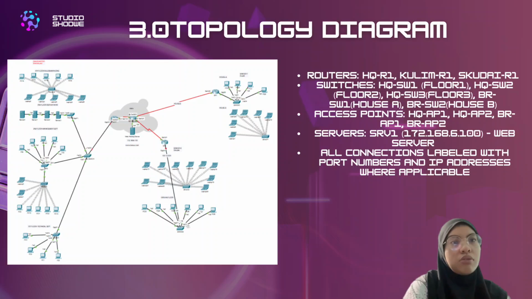This diagram shows the overall network topology of a company: the headquarters in Shah Alam with 2 branch offices, branch Kulim and branch Skudai. Through a wide area network, this design ensures that all department floors and branches can communicate with each other efficiently while sharing centralized services such as servers and internet access.